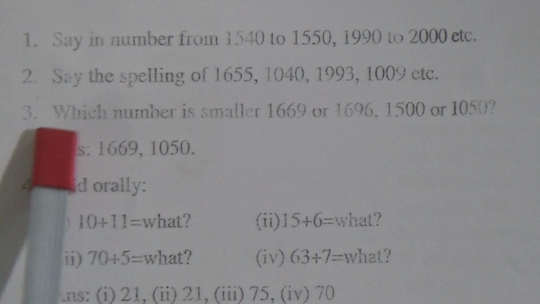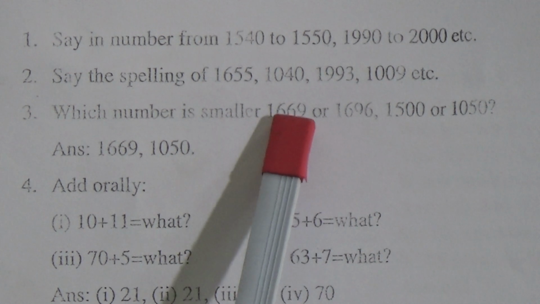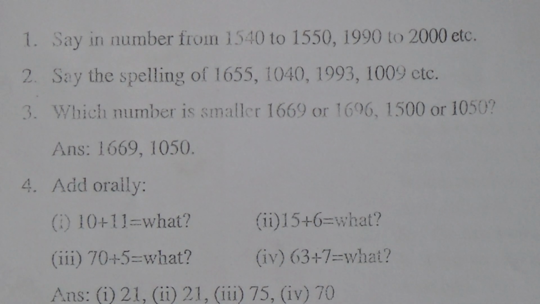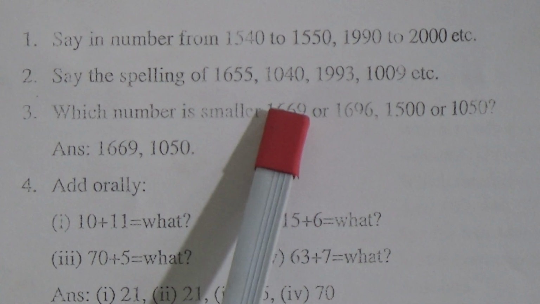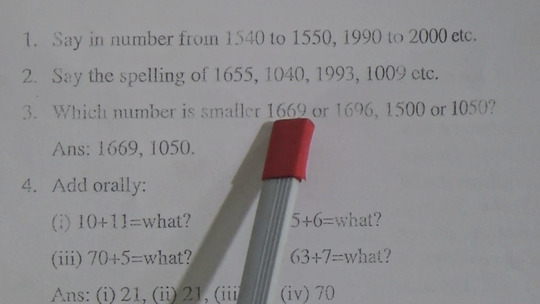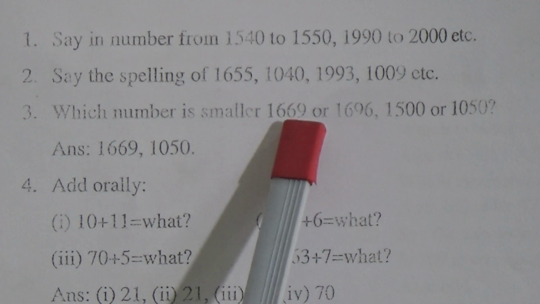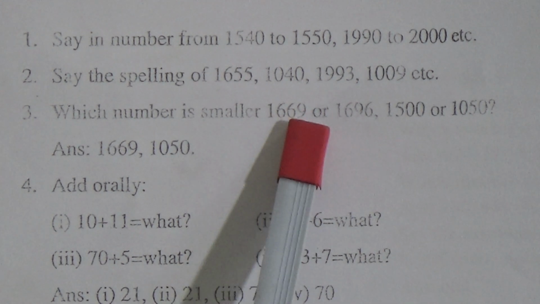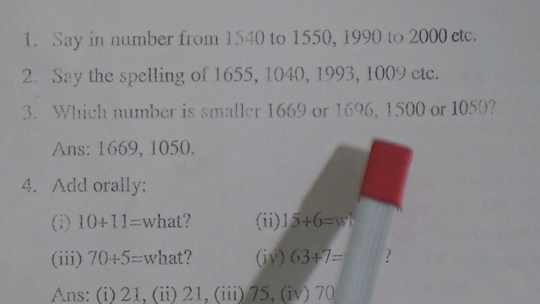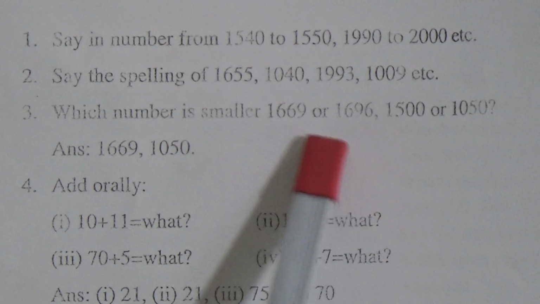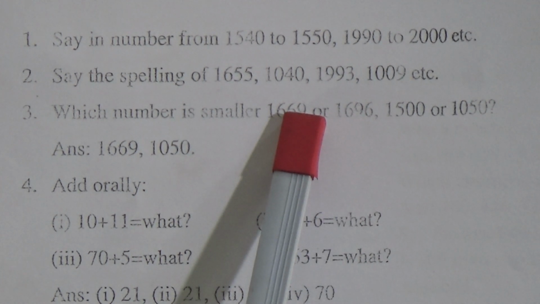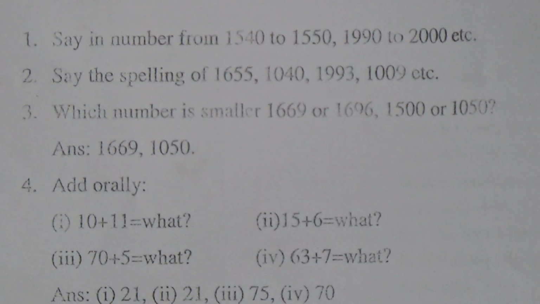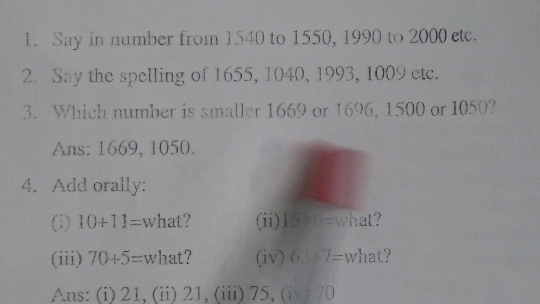Question number 3, which number is smaller, 1669 or 1696? My dear students, at first we notice the thousands place. Here the thousands places are the same. Then the hundreds place 6, they are the same. Then the tens place, here 6, here 9. So we can say 1669 is smaller than 1696 because the tens place digit 6 is less than 9. So 1669 is the smaller number between these two numbers.